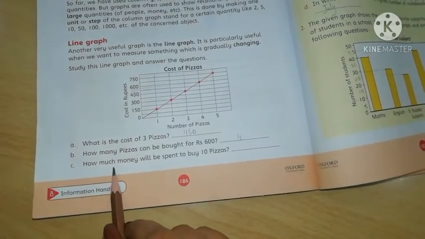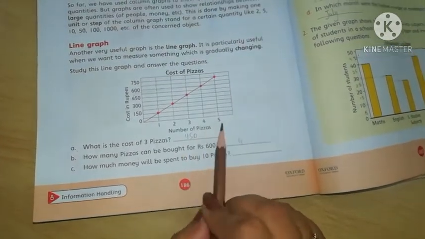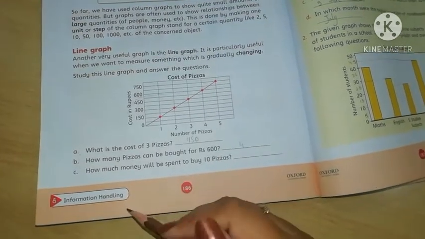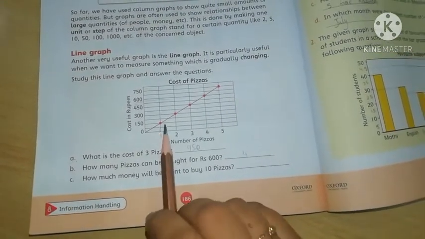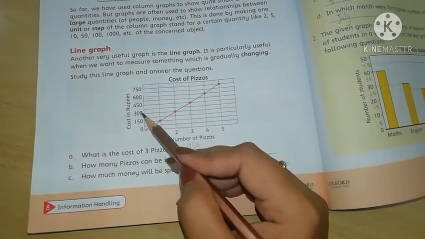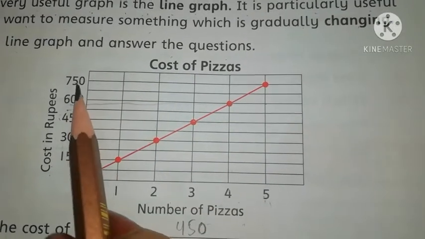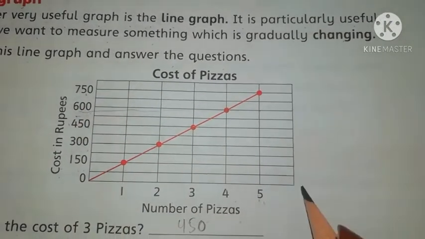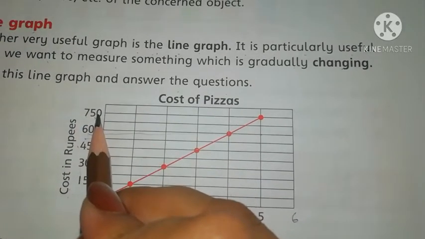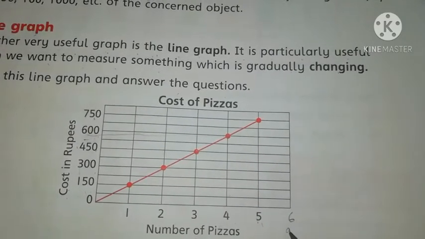C. How much money will be spent to buy 10 pizzas? So dear students, here the data is given up to 5 pizzas and we will find the money to spend on 10 pizzas. Here is the cost. The cost difference is 150 rupees. For 5 pizzas the cost is 750. So we will find the cost of 6 pizzas. We will add 750 plus 150, so that is 900.